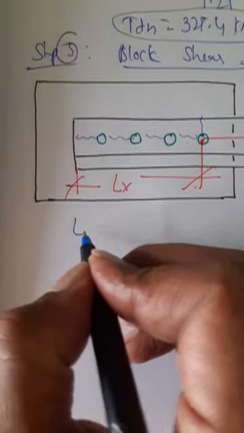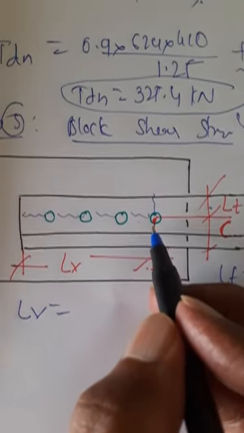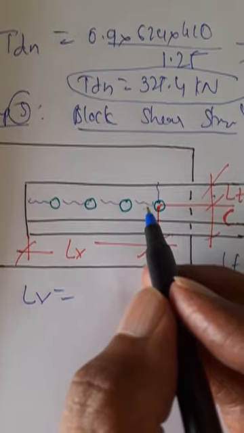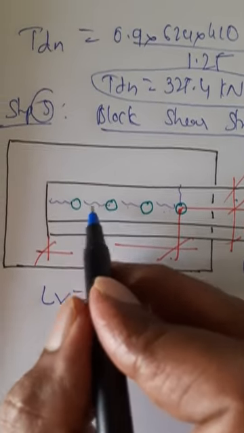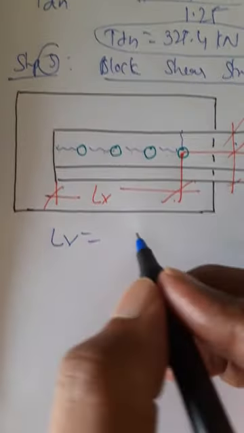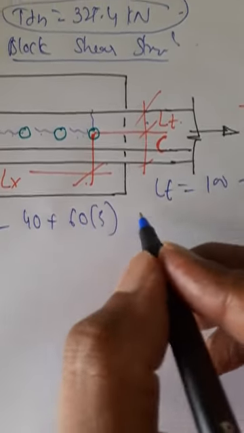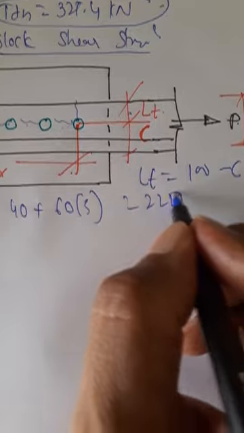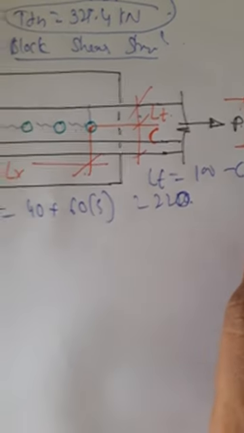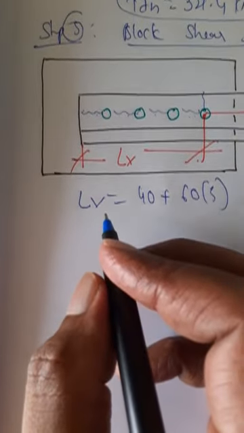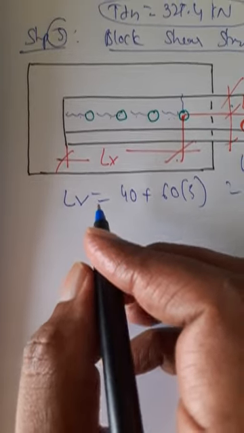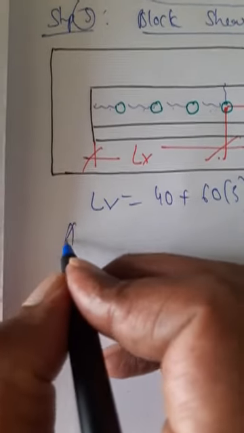First let me find LV. So here LV is 60 plus 60 plus 60 plus 40, which is 40 plus 60 into 3. So you have the answer 220 mm. Next I have to find AVG, AVN, ATG, ATN. Let us find AVG first.